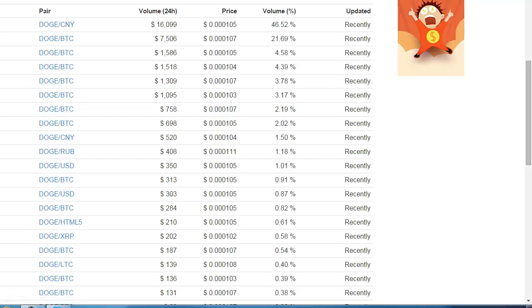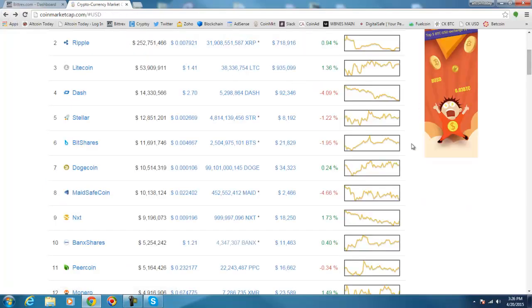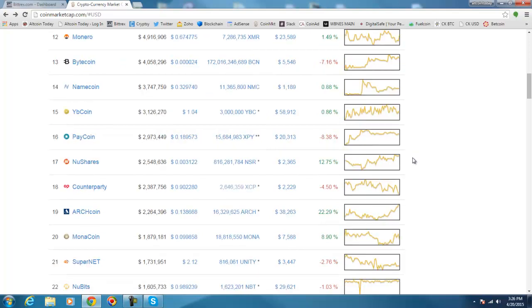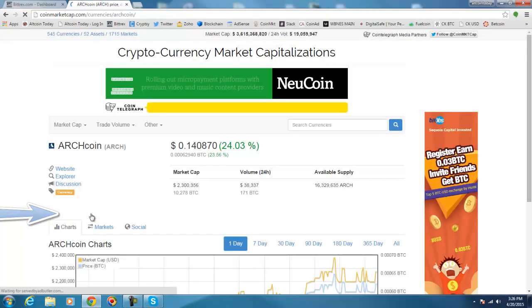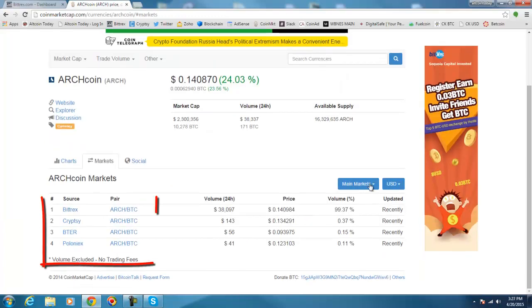the price of Dogecoin. I want to go back to a market that's a little bit smaller. I'm going to go back and back. Let's take a look at, say, Archcoin. Great coin, by the way. You take a look at its markets, and it's listed on Bittrex, Cryptsy, BTER, and Poloniex. Bittrex is obviously where most of the activity is going on. You can see that $38,000 was spent on Archcoin in and out.